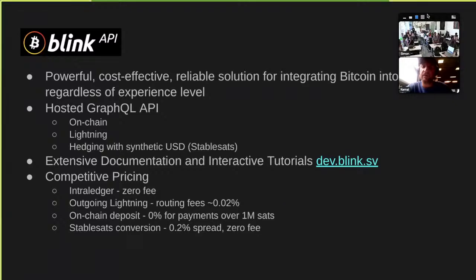It's synthetic USD that is developed that you can create by shorting Bitcoin on a derivatives market called a perpetual inverse swap contract. You can read more about that at stablesats.com, how it works and why it's unique. In general, for the Blink API, you can find extensive documentation and interactive tutorials at dev.blink.sv.